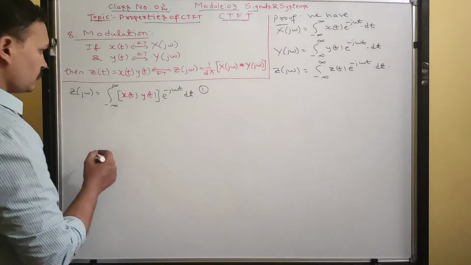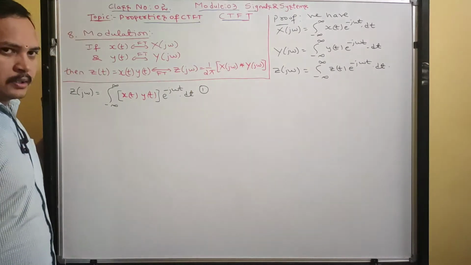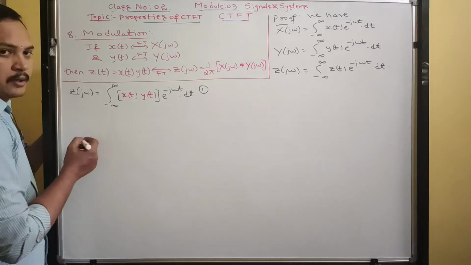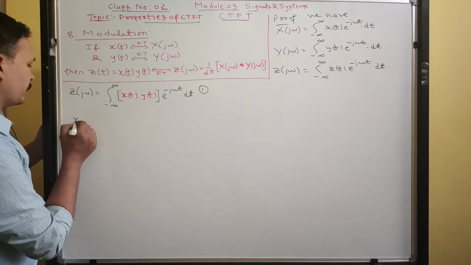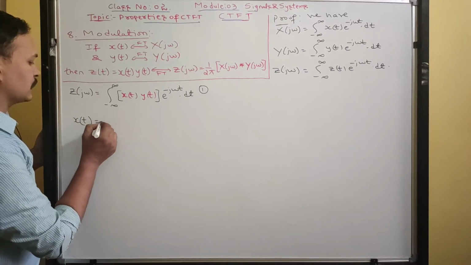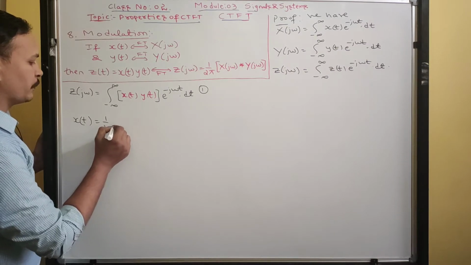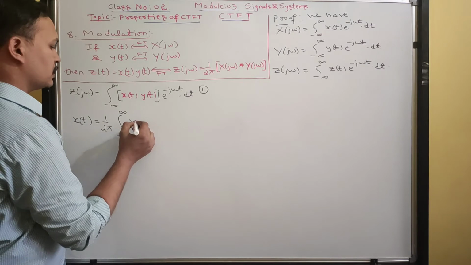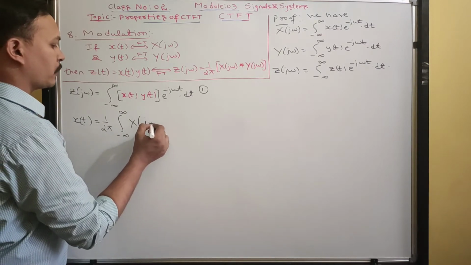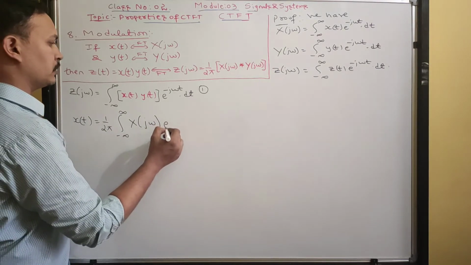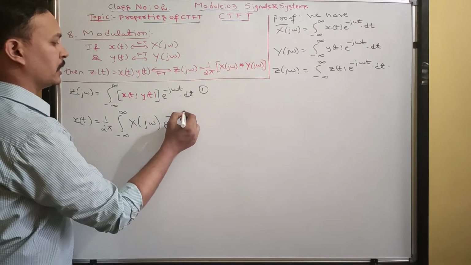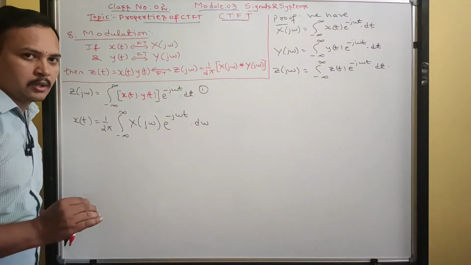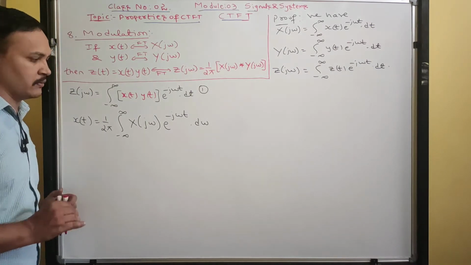Now we know that a non-periodic continuous time signal can be expressed by the synthesis equation, that is x of t is equal to 1 by 2 pi integral minus infinity to infinity x of j omega into e to the power of j omega t into d omega. This is the synthesis equation.